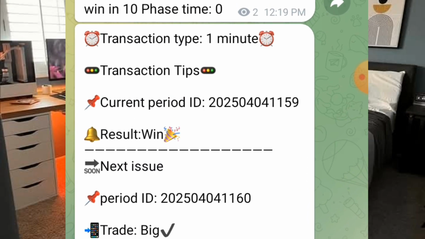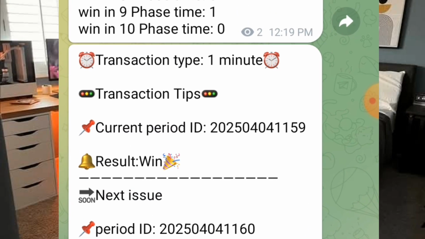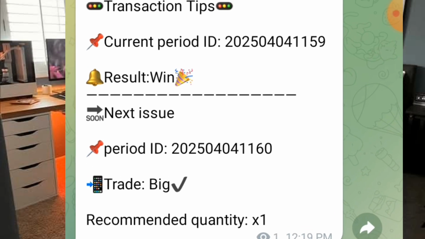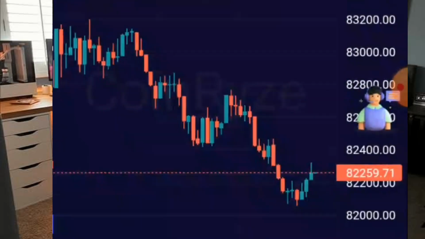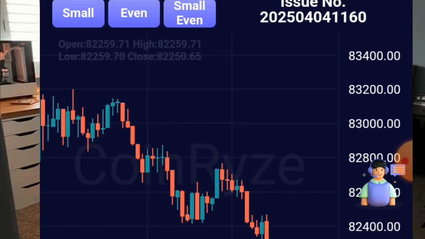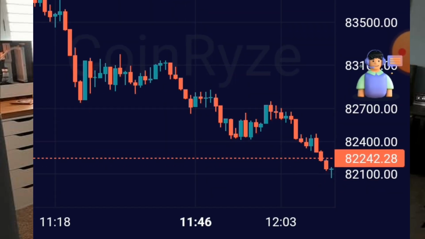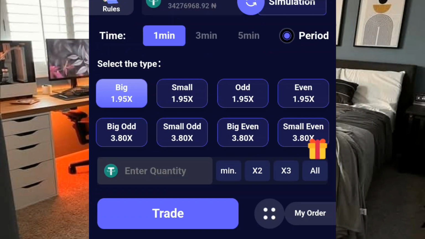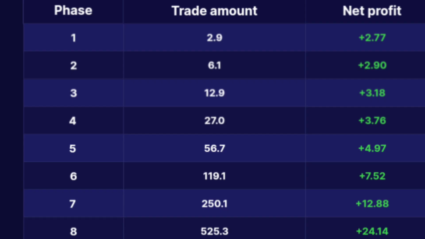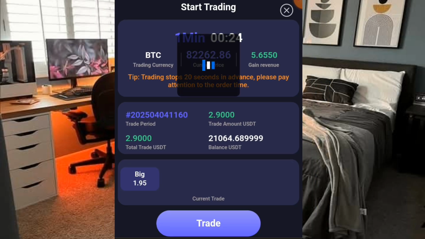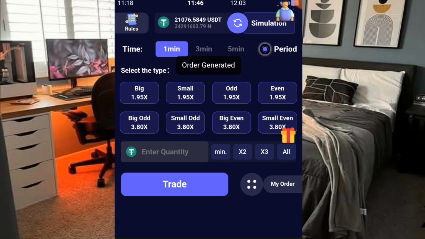So we're going to do the same thing, but now we're not going to double up anymore. So we see 60 and big. That's the last 2 digits of the period ID. It is 60 also, and we're going to choose the big trade type, and we're going to continue. We're going to now trade with the base amount, which is 2.9, and we're going to make a trade. So we just made that trade.